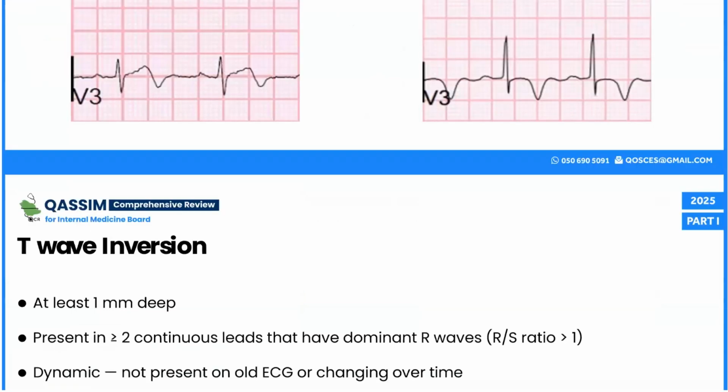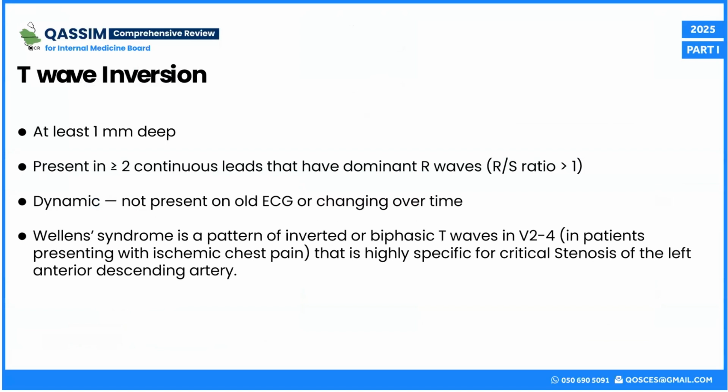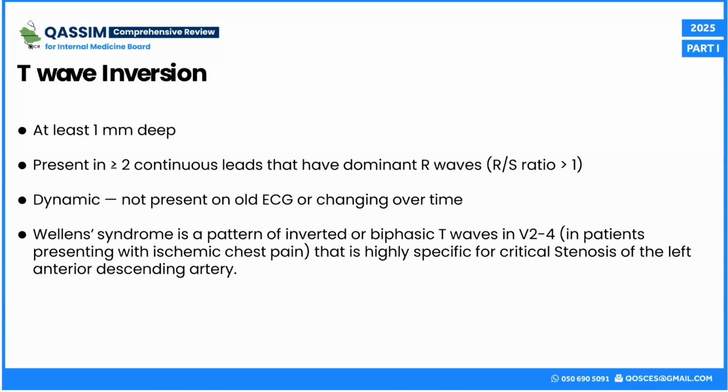So what do we mean by T-wave inversion? At least 1 millimeter deep, present in two or more continuous leads that have a dominant R wave, so an R/S ratio of more than 1. It is dynamic, something not present in all the ECGs. And Wellens syndrome is something that we worry about with T-wave inversion. This is why we consider T-wave inversion very high risk, because it does indicate an aborted STEMI or a high-risk patient.